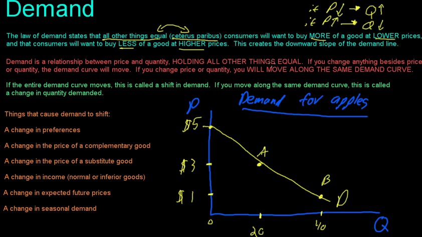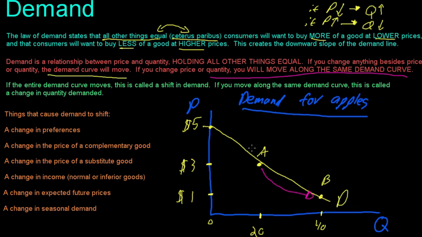Okay, so demand is a relationship between price and quantity, holding all other things equal. So if you change anything besides price or quantity, the demand curve will move. And this is called a shift in demand. But if you change price or quantity, you will move along the same demand curve. So that's exactly what we were just talking about right here from point A and point B. We're changing price. So if the price of apples goes from $3 to $1, you will go on the same demand curve, the same line, you'll go from point A to point B because price changed.